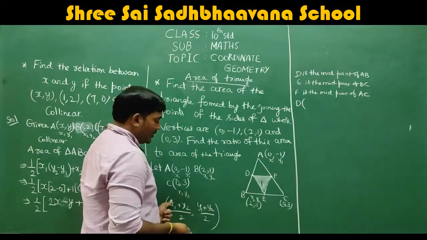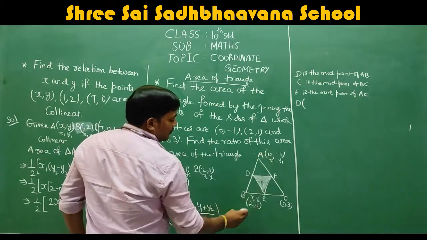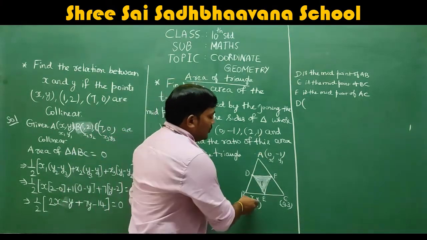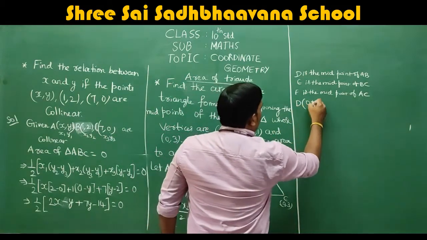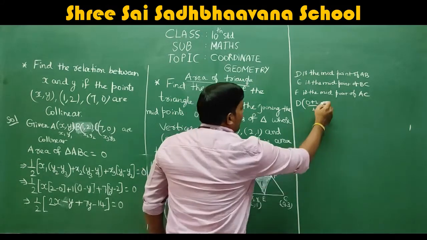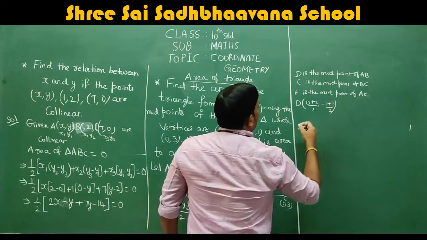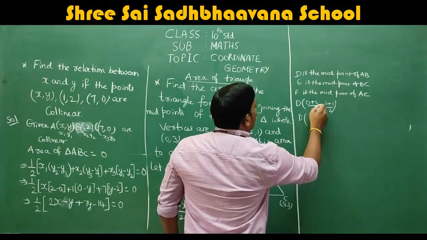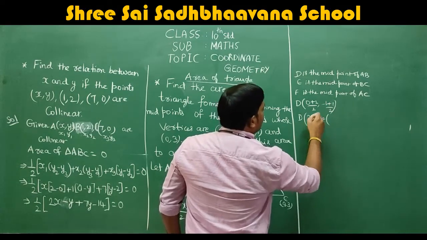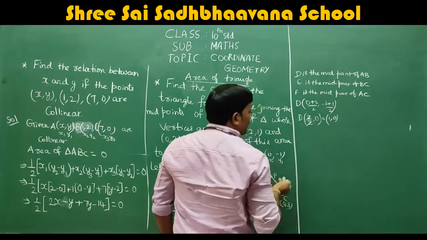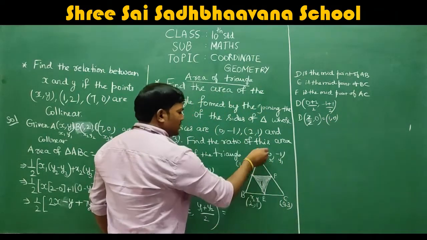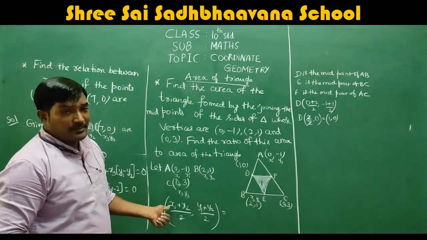So what is the formula? x1 plus x2, so 0 plus 2. Correct? I'll just write this. x1 plus x2 is 0 plus 2 by 2, and y1 plus y2, minus 1 plus 1 by 2. So which will give you 2 by 2, comma, minus 1 plus 1 is 0, which is 0 by 2. 2 by 2 is 1. So 1 comma 0. So what is the midpoint? 1 comma 0. It is just substituting and finding. That's all.